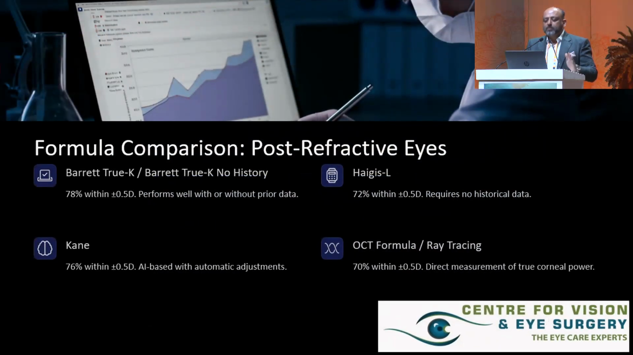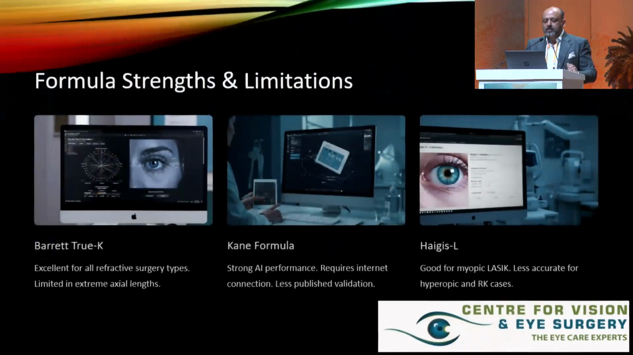When you look at formula comparisons for post-refractive patients, most of them cross 70% within about 0.5. So I think in terms of the formula, if you have to measure it, the K measurement along with the axial length measurement would be critical. There are some strengths and limitations for a lot of them.